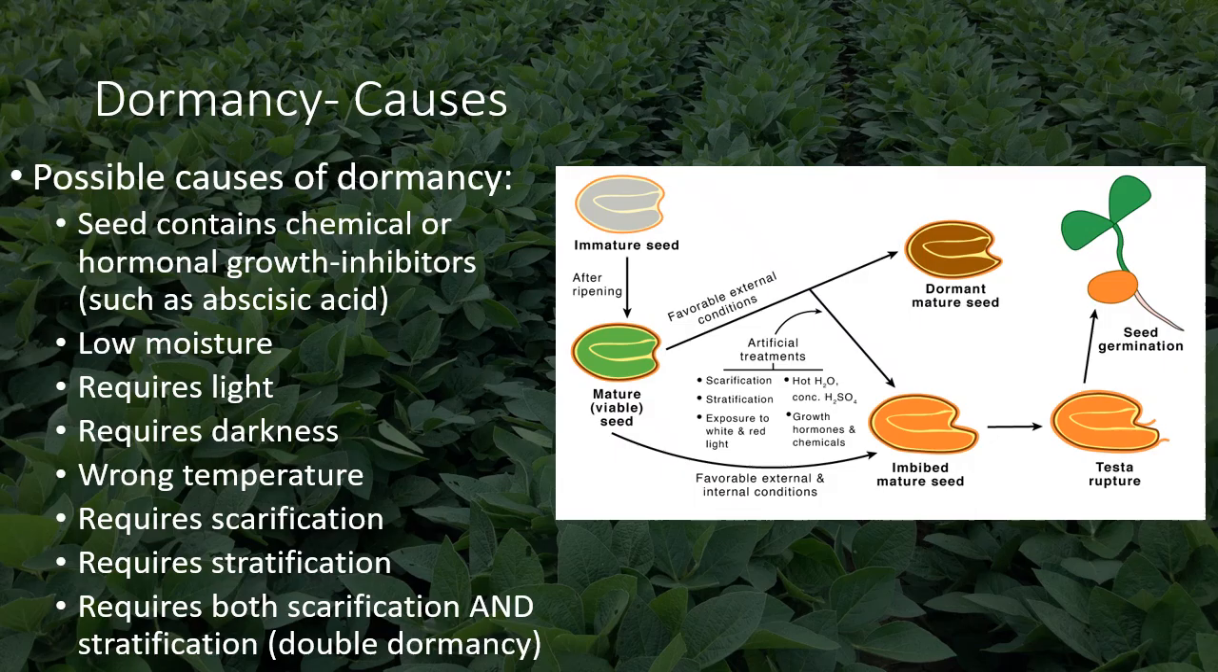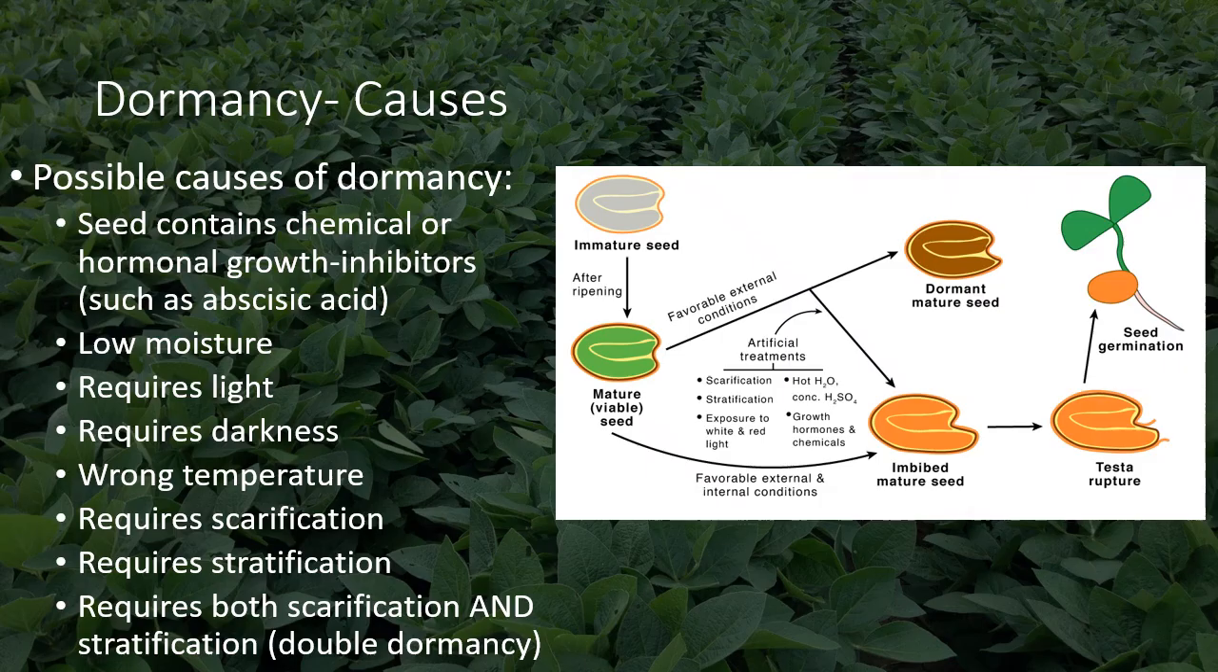Dormancy is caused by many things. It can be caused by seeds which contain chemical or hormonal growth inhibitors. Abscisic acid is a really common plant hormone which promotes seed dormancy. So often we're trying to promote the degradation or breakdown of abscisic acid. Low moisture will also cause dormancy during the desiccation process. Seeds can also be dormant because they might require light to germinate. So, for example, seeds which require light to germinate, if they don't receive any light, will remain dormant even if they're provided with moisture and optimal temperatures.